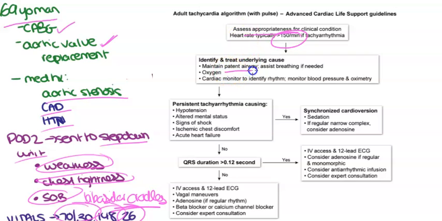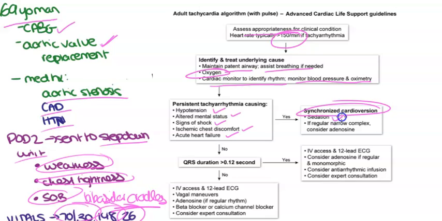And in the meantime, you want to maintain a patent airway and assist breathing if needed. You want to be able to give oxygen, and you also want to monitor to identify the rhythm. You want to monitor blood pressure as well as oximetry. If it's persistent tachyarrhythmia, as in this person's case with hypotension, altered mental status, signs of shock, ischemic chest discomfort, or acute heart failure, then you want to switch to synchronized cardioversion.